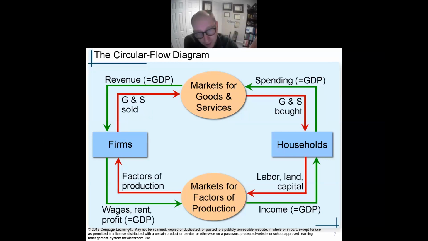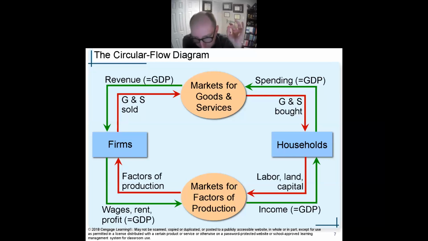The companies sell you the goods and services, right? So they sell you the goods and services sold to the households. Yeah? So we see the red part is done.